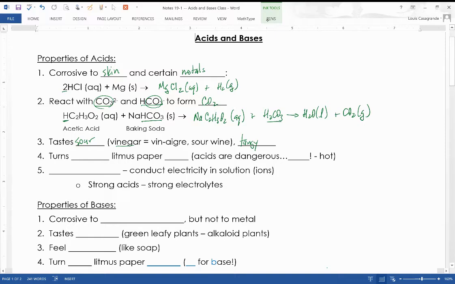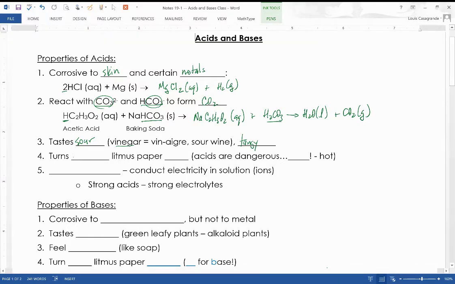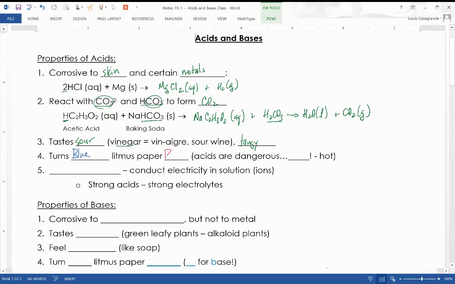They will turn blue litmus paper red. So you're going to take blue litmus paper and turn it red. Now, I usually do a demo along with this because it kind of emphasizes what's going on. I'm trying to find some good YouTube videos to go along. If I find some good YouTube videos, I will post them along with the notes.